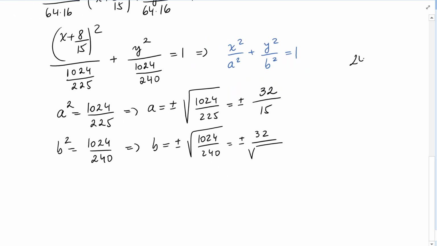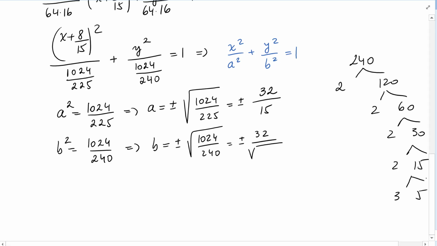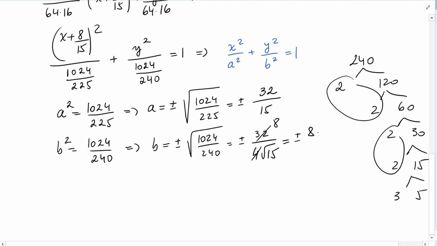So 240 is 2 times 120, 2 times 60, 2 times 30, 2 times 15, 3 times 5. So it's 4 square root of 15, which makes it plus or minus 8 square root of 15 over 15. So we found a and b.